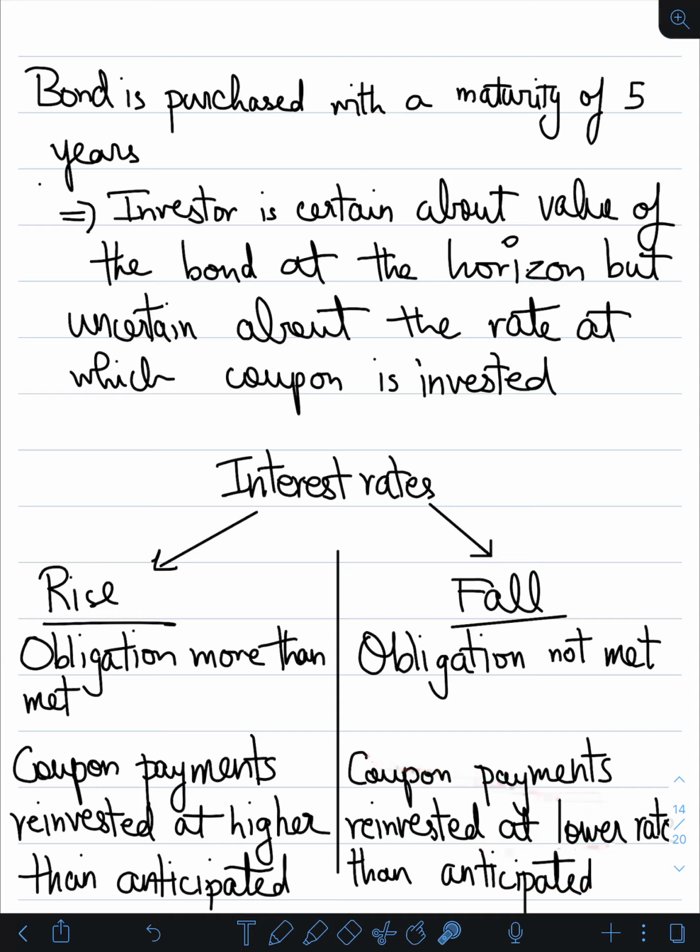So in order to avoid these situations, we're trying to immunize our portfolio, which would, no matter what happens to the interest rates, the total will still be equal to the liabilities we're trying to meet.